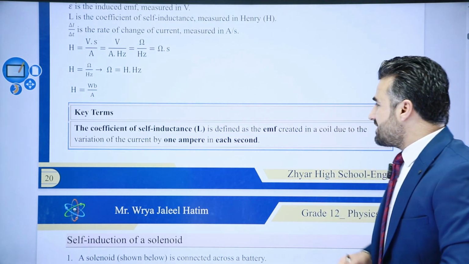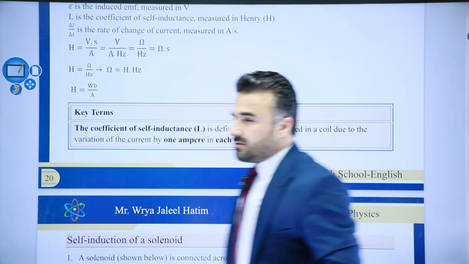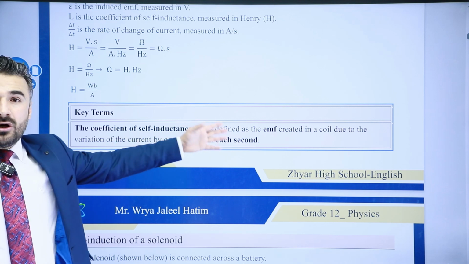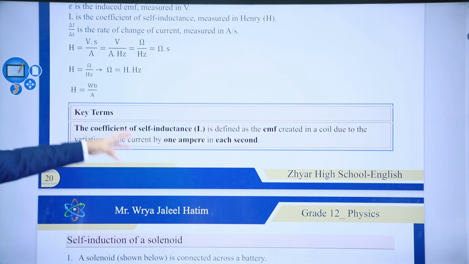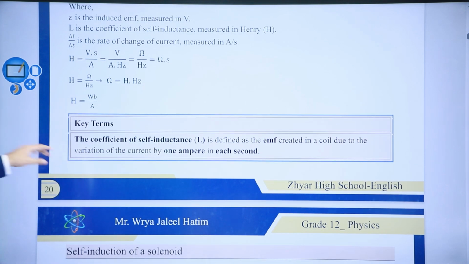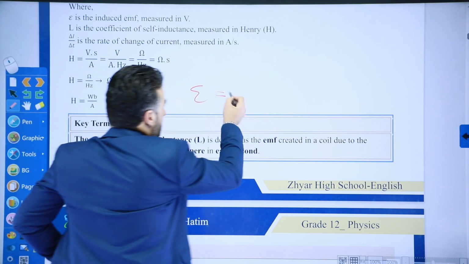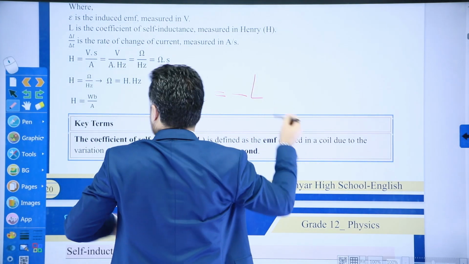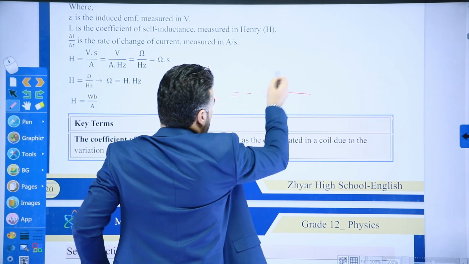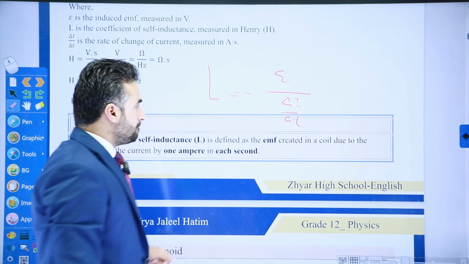Okay, we can say it is defined as the electromotive force created in a coil due to the variation of the current, let's say, by 1 ampere in each second as well. So this is one way to define this one. There are some other ways as well, but where do we get this definition from? We can get it from the equation above. So basically, for self-induction, L equals negative electromotive force over delta I over delta T, yeah?